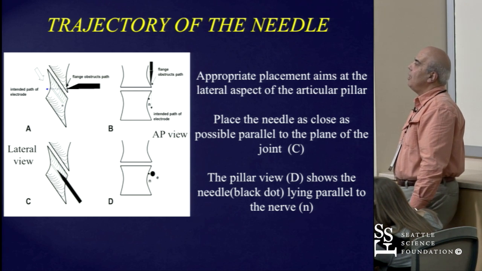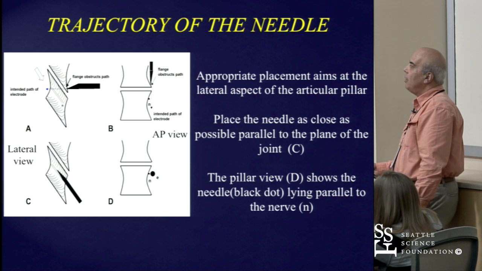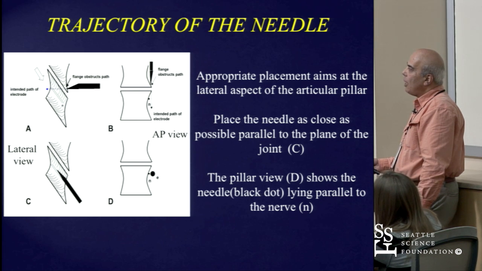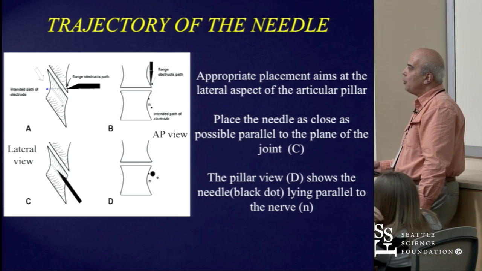What is the trajectory of the needle? The appropriate placement of the needle for both medial branch nerve blocks and radiofrequency ablative procedures of the cervical medial branch nerve aims at the lateral aspect of the articular pillar, as you can see in both these cartoons. You should try to place the needle as close as possible parallel to the plane of the joint, as you can see in the C cartoon. The pillar view on the D cartoon shows the waist of the articular pillar right here, and shows how the needle, which is represented by the black dot, lies parallel to the nerve, which is labeled as N.